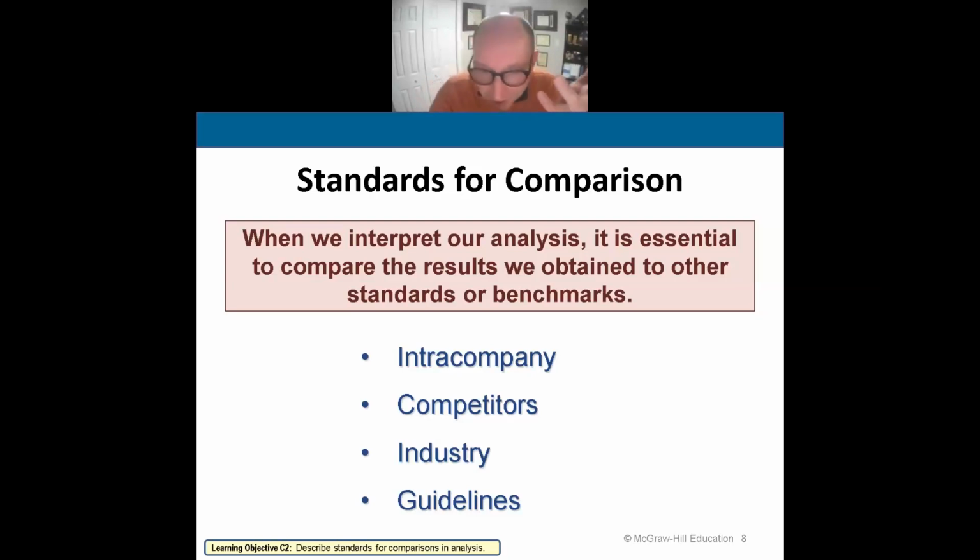So how do we do that? It's important that we find ways to benchmark our company's financial performance against others. The way we do that is by looking at other companies that might be related to ours. We call these intra-companies.